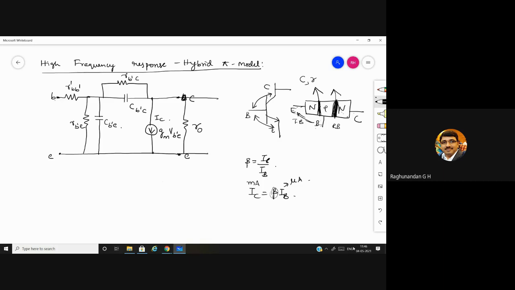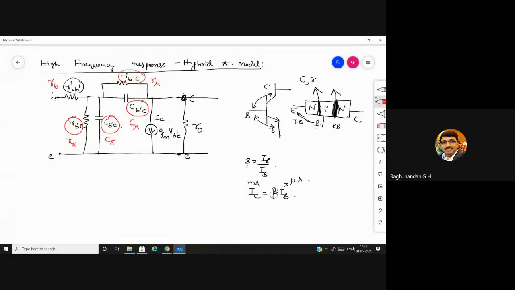Now, this r'BB' is simply written as rb. This is simply written as r mu. This is written as C mu, just for our simplification, just for compactness. Wherever you get VBE, that will be written as C pi. This is written as r pi. Yeah, that's it.